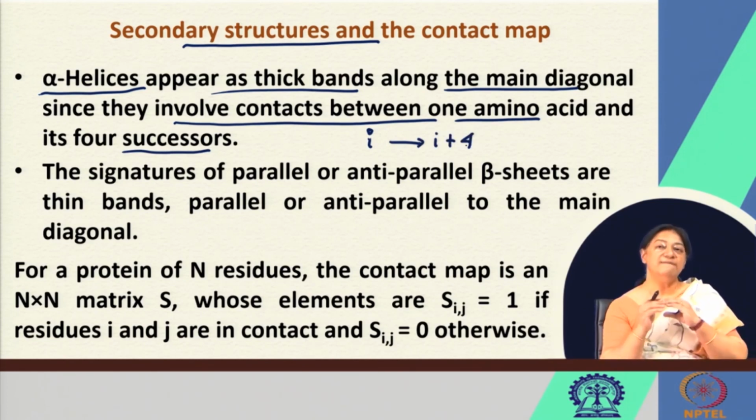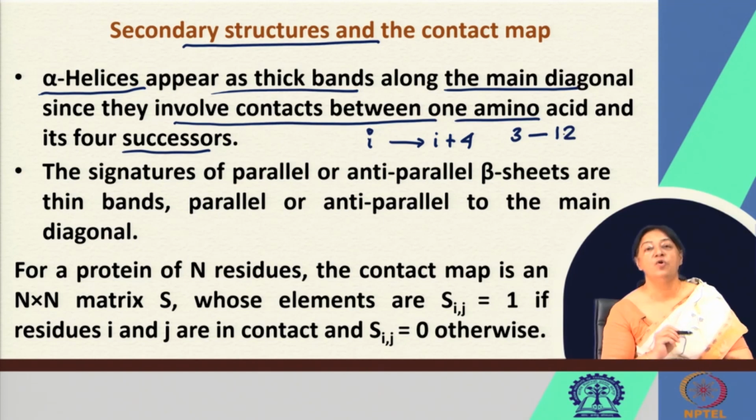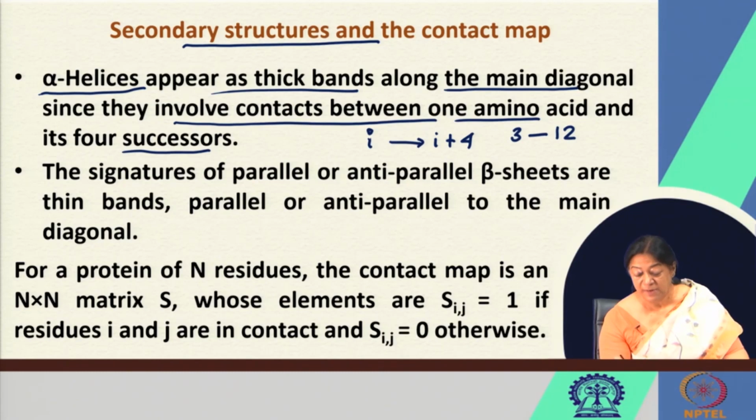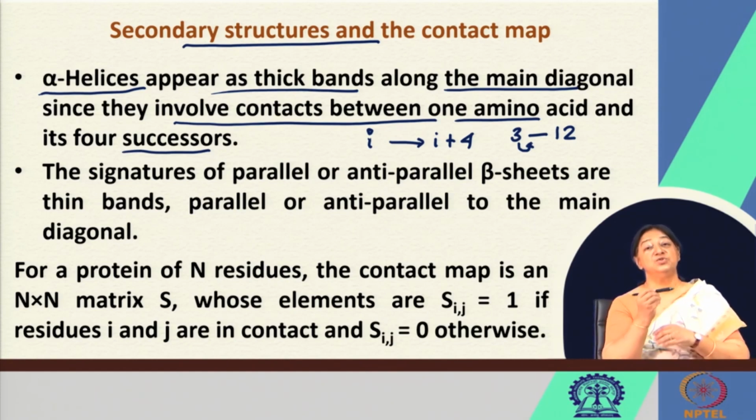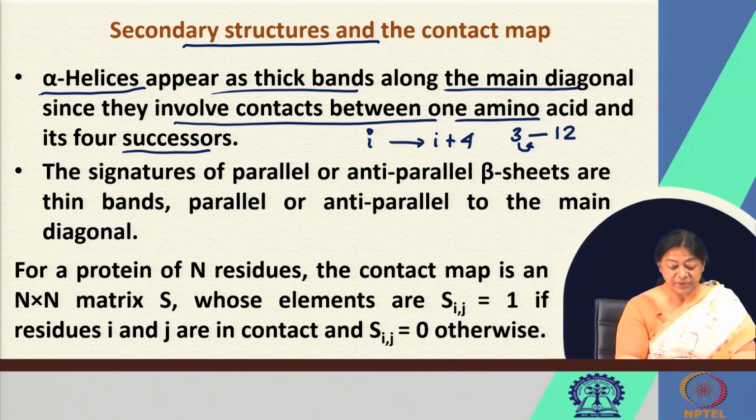Now, because we have the compact structure in the alpha helix, if residues, say, 3 to 12 were to form an alpha helix, what would I expect? This is the question that I am asking. This means that 3 is close to 4, it is close to 5, it is close to 6, it is close to 7, and there is a hydrogen bonding between 3 and 7, meaning that 3 and 7 are going to be close to each other in three-dimensional space.